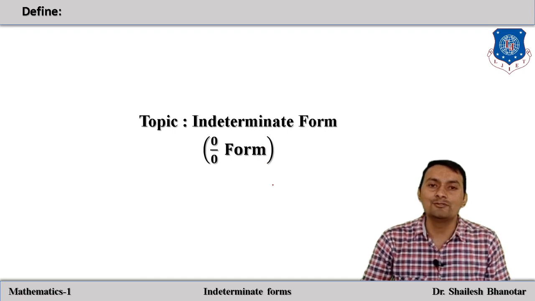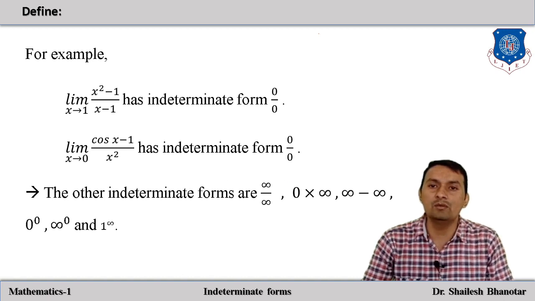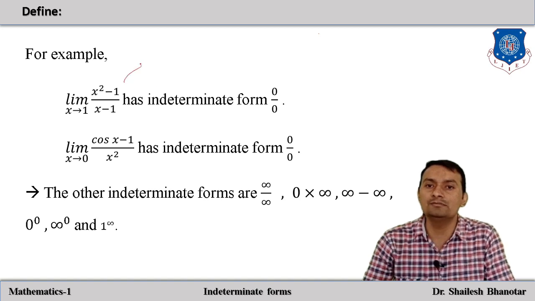So let us first consider the indeterminate form of the type 0 by 0. For example, the limit as x tends to 1 of (x square minus 1) divided by (x minus 1). But if we put x equal to 1, it is going to be exactly 0 by 0. That means there is no conclusion. But we already know the solution of this one. How can we solve this question?